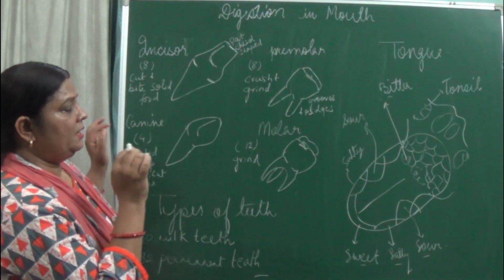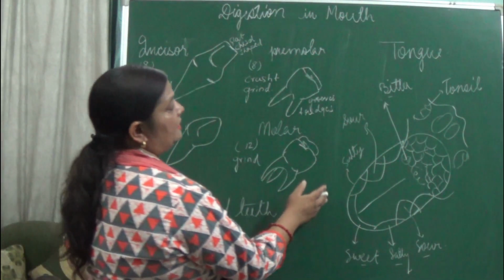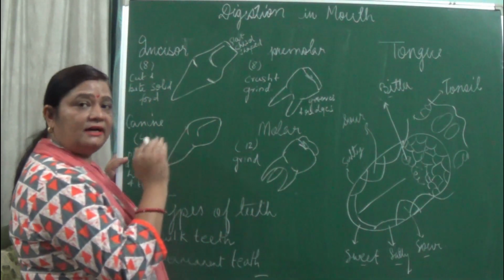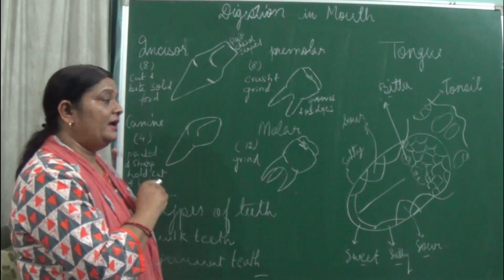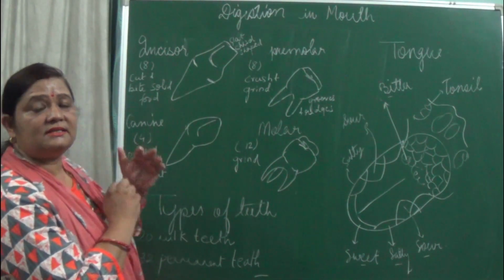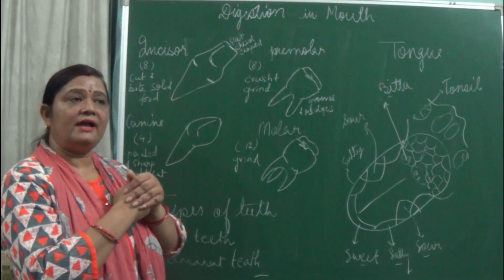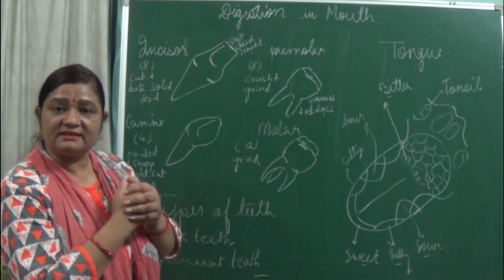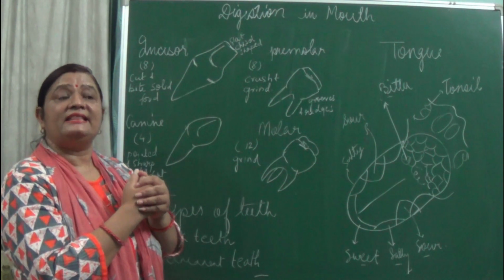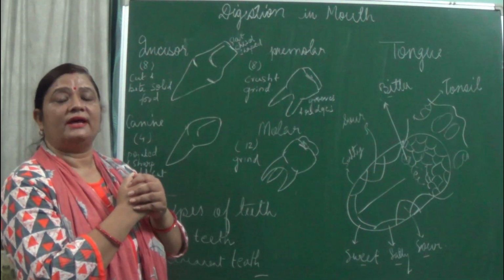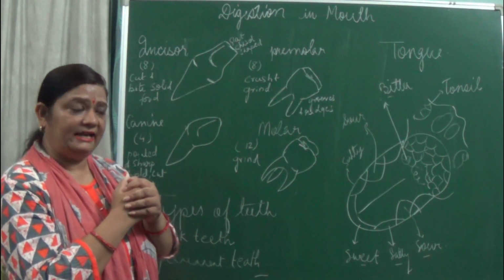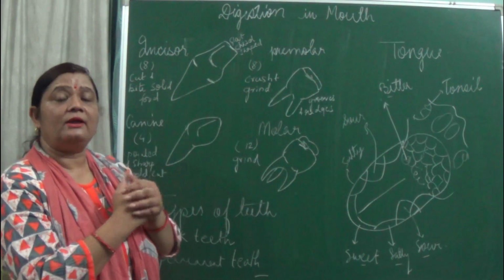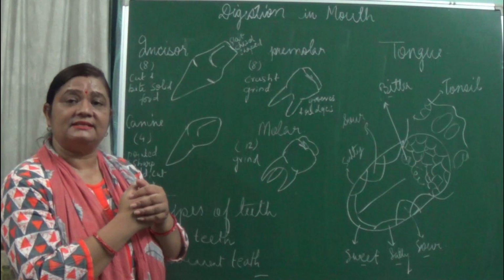So here, teeth and tongue we have studied. Third is the saliva. What does the saliva do? Saliva is liquid in nature. It is secreted by salivary glands. This saliva consists of an enzyme known as ptyalin, or we can say salivary amylase.